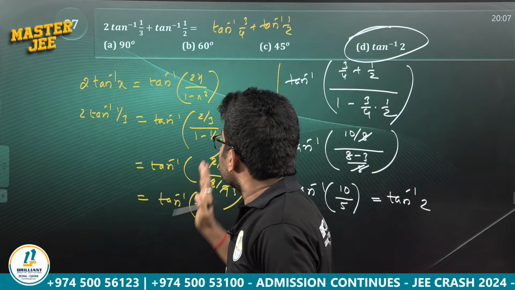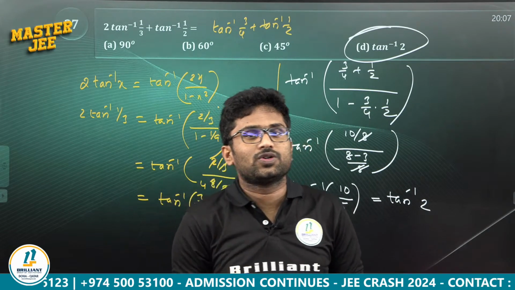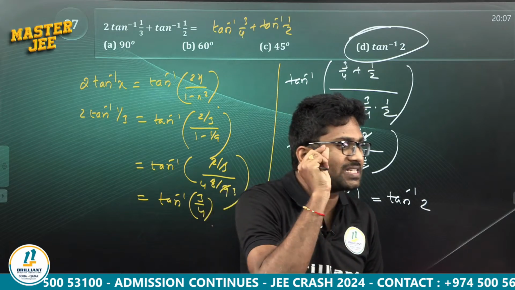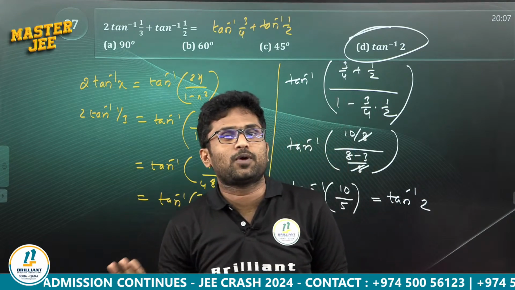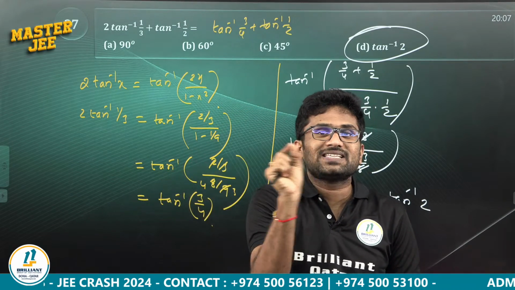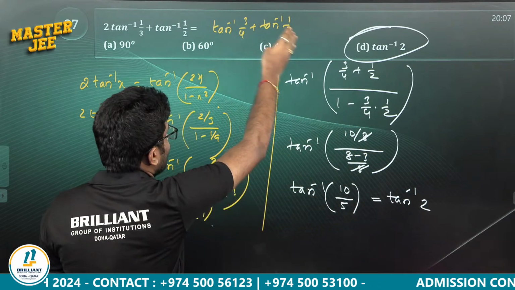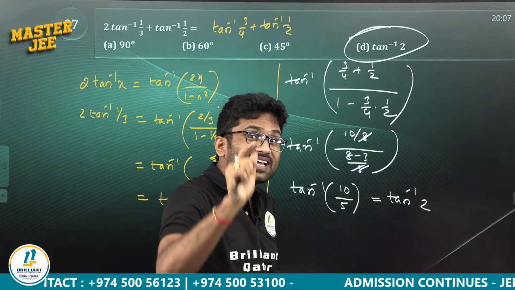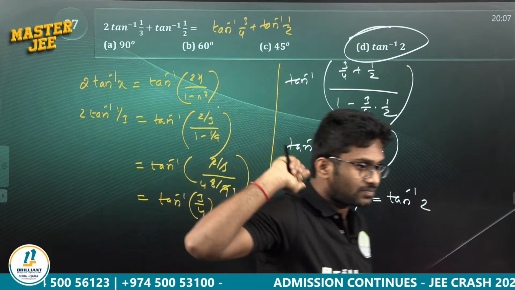So the majority of questions from inverse trigonometric functions stick to the properties itself. But in those properties, the cases are very important, like x into y greater than 1, x into y less than 1, x into y equals to 1.